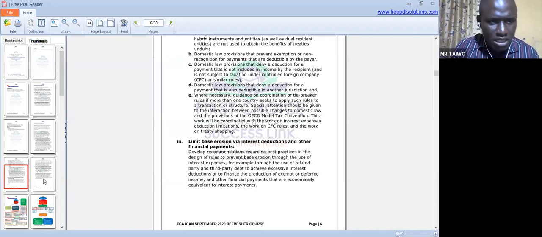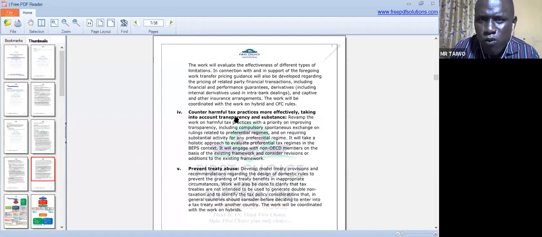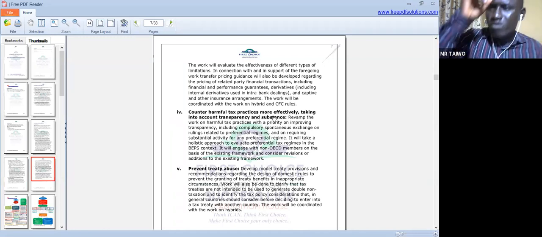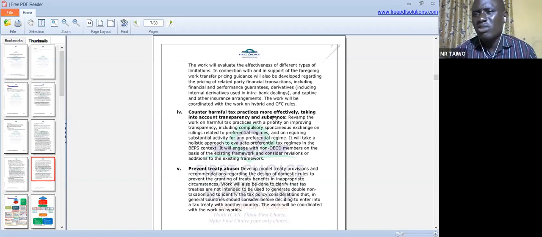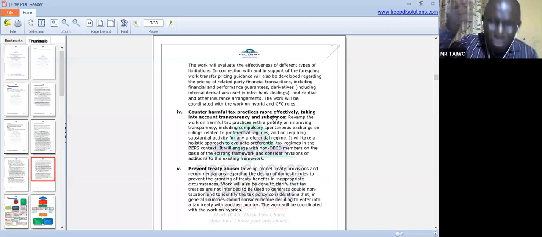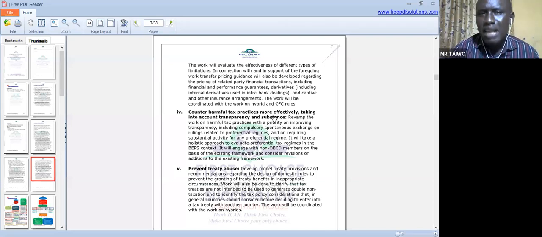The next one is to counter harmful tax practices more effectively, taking into account transparency and substance. Most of the multinationals are not transparent in their activities towards the FIRS. Therefore, the FIRS or the tax authority should develop a means of countering the harmful tax practices of the multinationals, in such a way that it will make them transparent. That is another OECD recommendation: that there should be a development of rules that will bring sanity into the hands of the multinationals, so that they will not reduce their tax liability in the country.